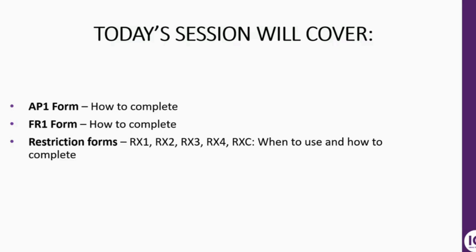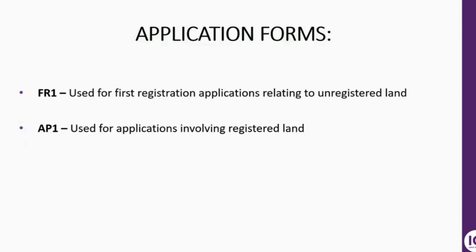And then we're also going to look at the RXC form, which the Land Registry introduced to help provide compliance and consent certificates. Because, as I said, we will be covering quite a lot today. So let's first go straight into application forms. The FR1 form, I'm sure we're all aware, is used for first registration applications relating to unregistered land, and the AP1 form is used for applications involving registered land.